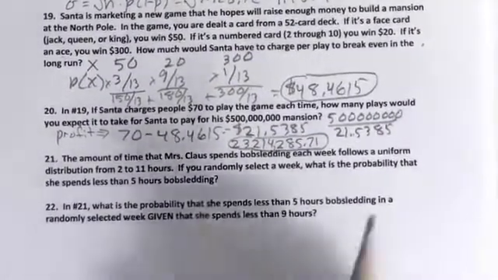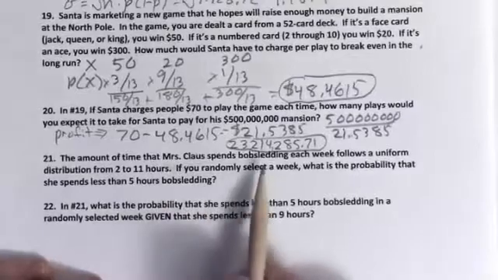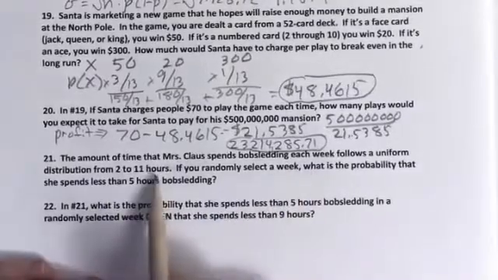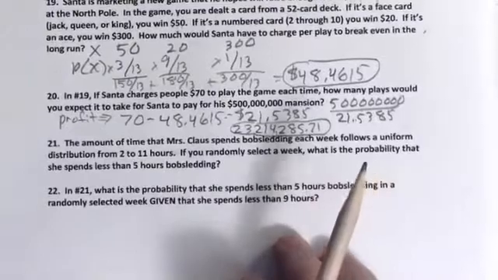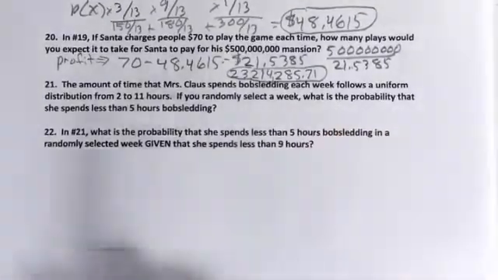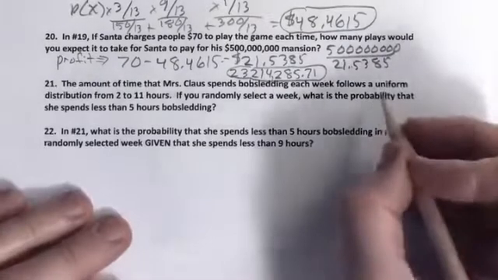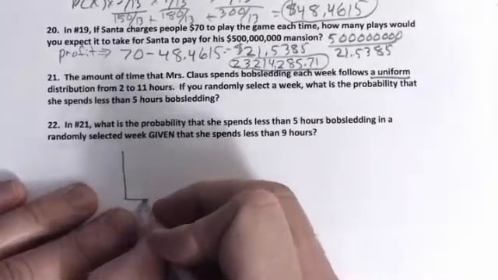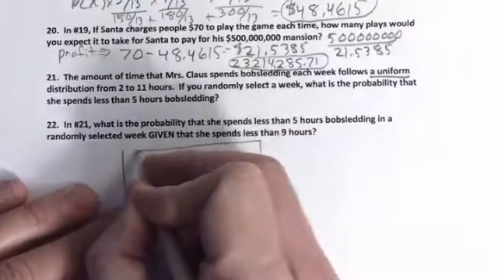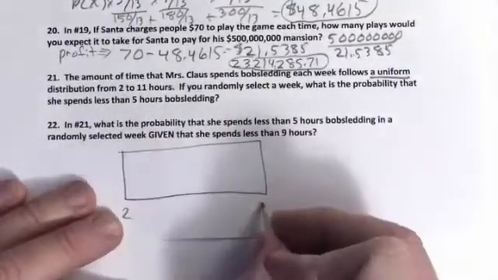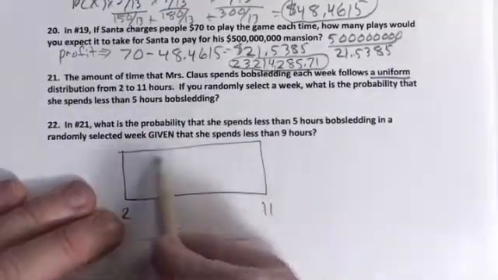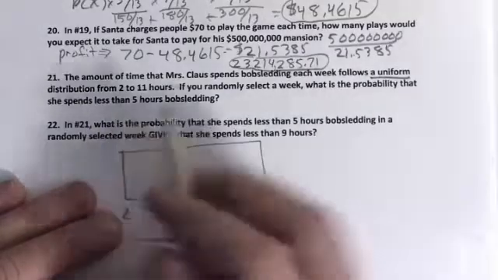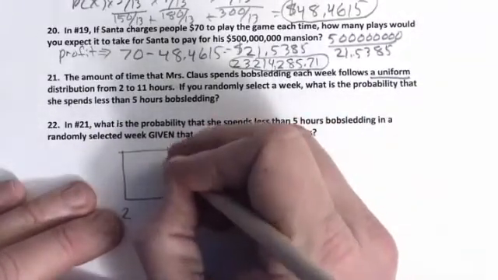Number 21, the amount of time that Mrs. Claus spends bobsledding each week follows a uniform distribution that goes from 2 to 11 hours. All right, if you randomly select a week, what's the probability she spends less than 5 hours bobsledding? So the key word there is uniform. So I'll draw my little rectangle down here. My uniform distribution is going from 2 to 11. If I randomly select a point in this rectangle, probably less than 5. So 5 somewhere down here.